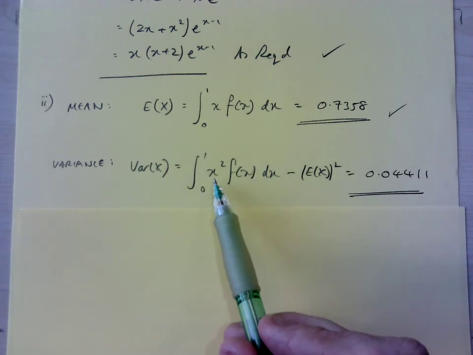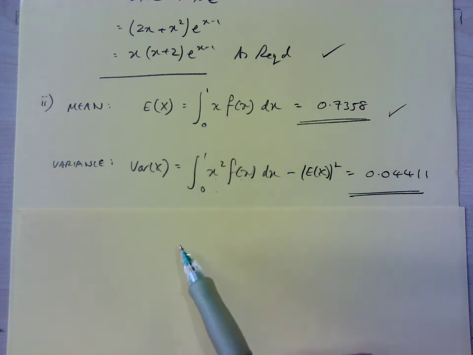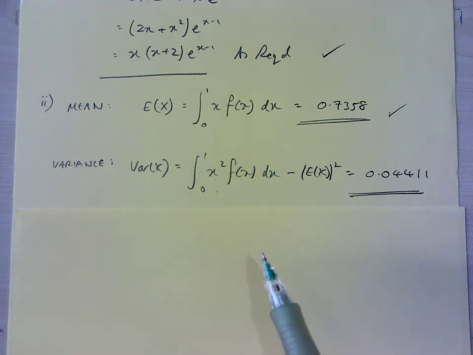I know that it's the integral of x squared f of x between the limits of 1 and 0. Don't forget to subtract the mean squared and you get the result for variance there. So that's your answer for question 1.